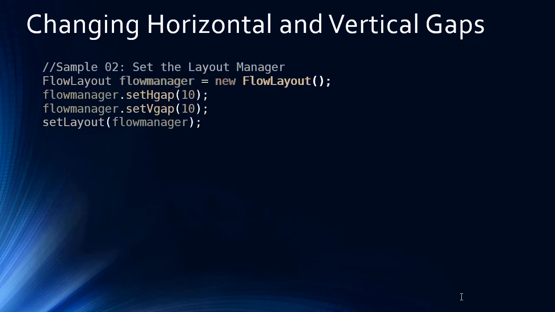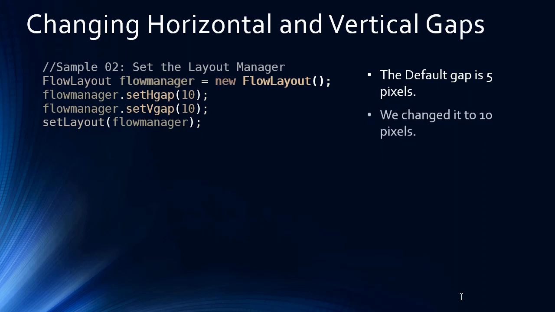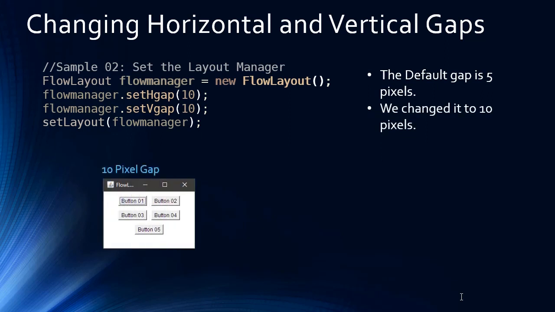Here we are creating a FlowLayout manager. After that, we are setting a gap. The default gap is 5 pixels. This time we are setting 10 pixels for the horizontal as well as the vertical gap. So now when we run the demo, the buttons will be laid out like this, and you can see the horizontal gap and vertical gap of 10 pixels.